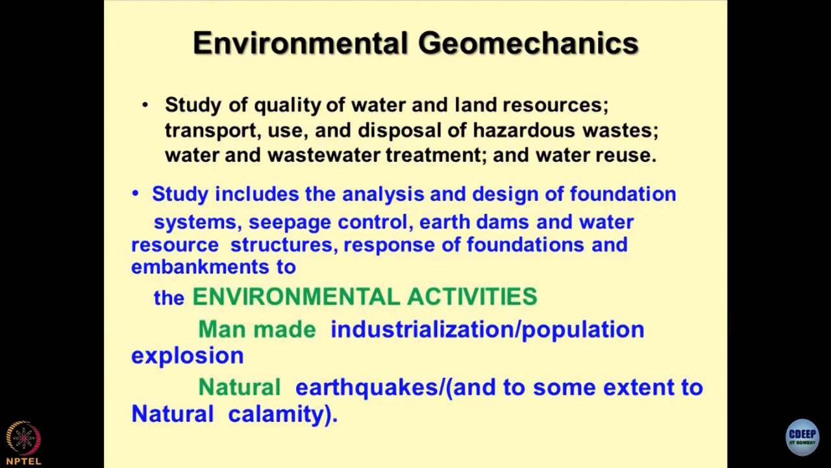And these environmental activities can be grouped in two categories. The first one is man-made and the other one is natural processes, or natural calamities as we call them. Here I have given you some examples of man-made activities, though we discussed them in quite some detail. Primarily the man-made activities would be industrialization and population explosion, and everything is part and parcel of this, including the scarcity of land which I talked about in the previous lecture.